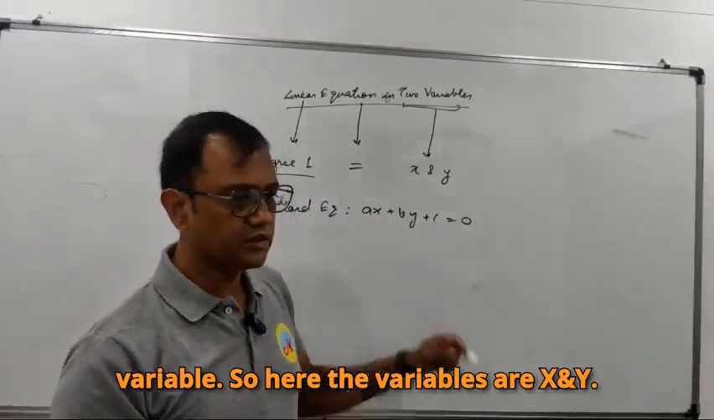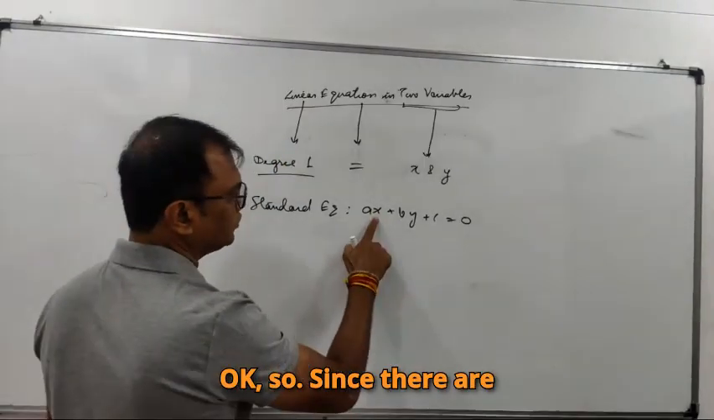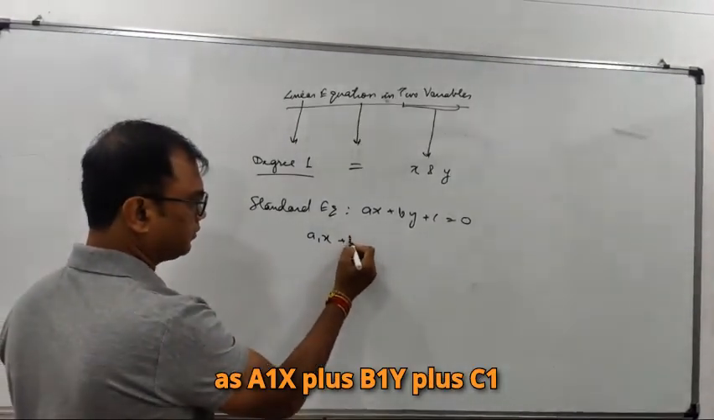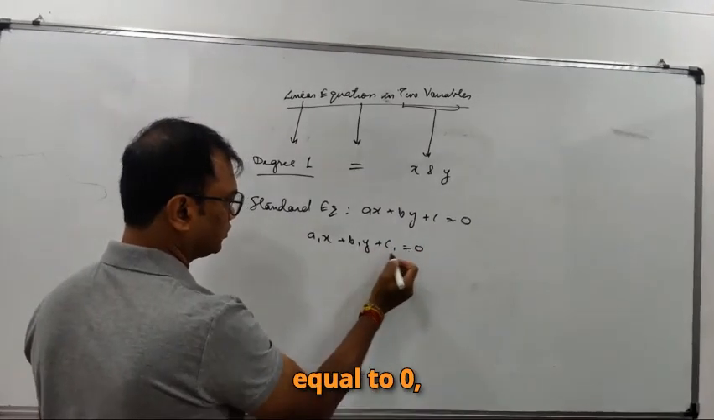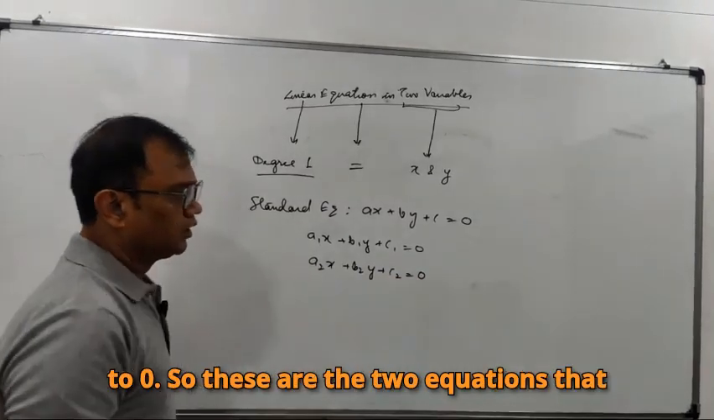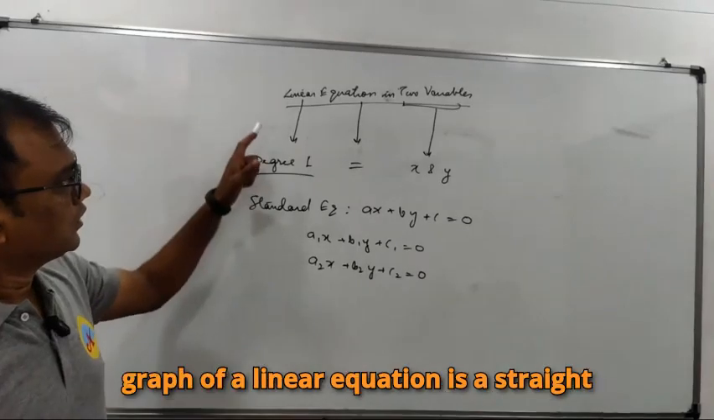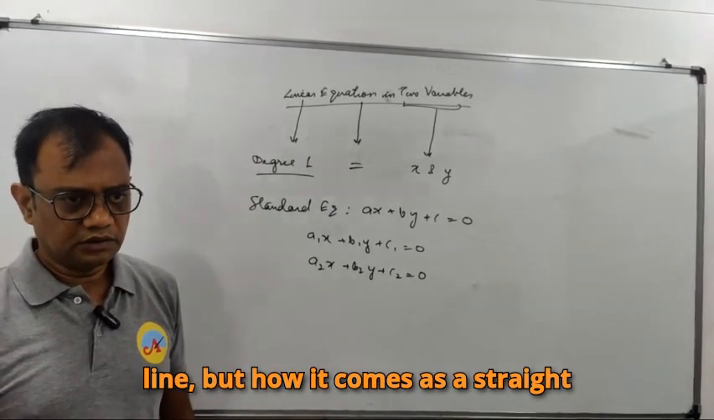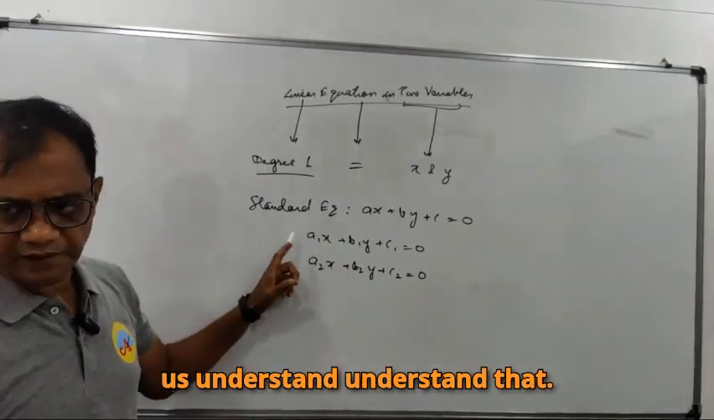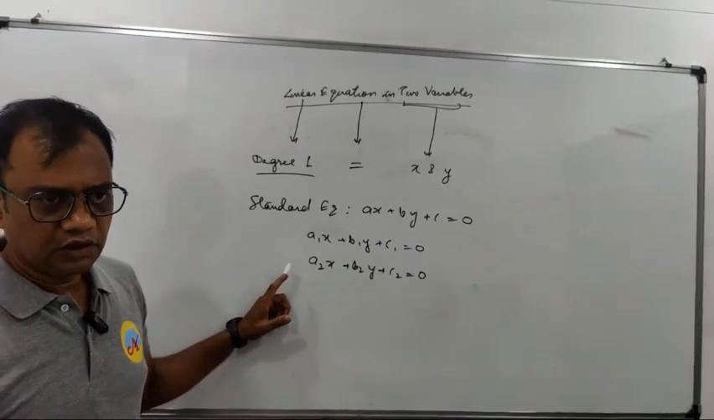So here the variables are x and y. You want to find out the values of x and y. Okay. So since there are two variables x and y, we need two equations. So those two equations, we'll write as a1x plus b1y plus c1 equal to 0, and a2x plus b2y plus c2 equal to 0. So these are the two equations that we'll have. Okay. The graph of a linear equation is a straight line. How it comes as a straight line we'll cover later on. First, let us understand what are the conditions and what are the different types of lines you can have.